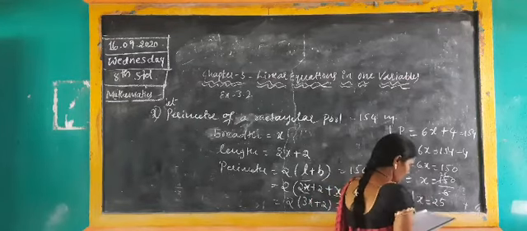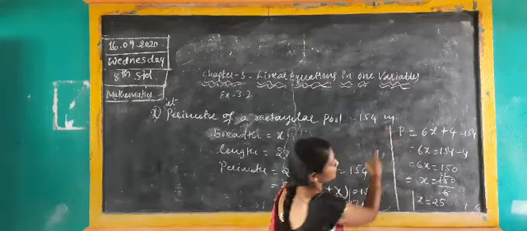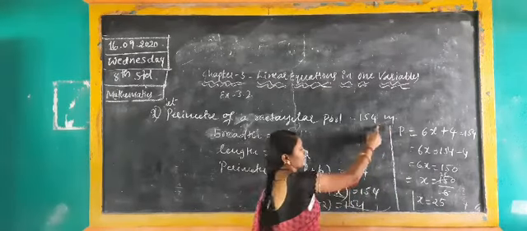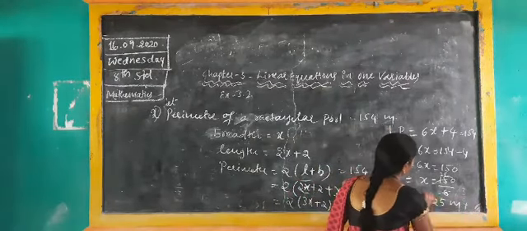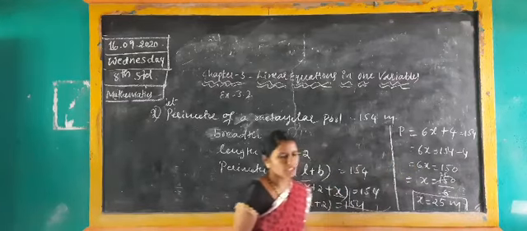25, meaning is it meter or centimeter? Whatever unit is given, meter or centimeter, you should take like that. If meter, you should write meter. If they gave centimeter, you should write centimeter.